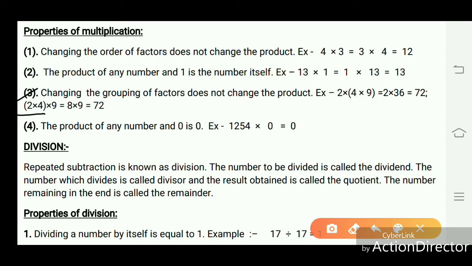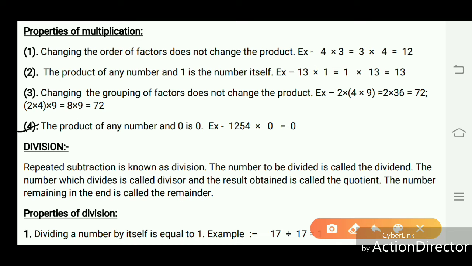Now we change the group of the numbers. Here we take 2 and 4. 2 4s are 8 and then we multiply by 9, it gives 72. 9 8s are 72. So this property shows changing the grouping of factors does not change the product.